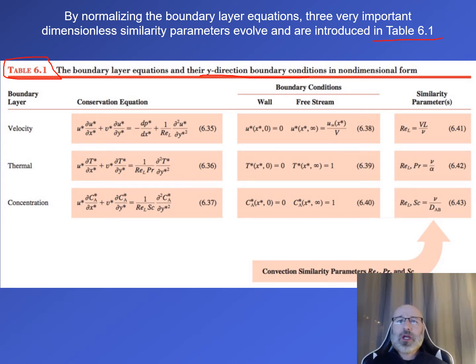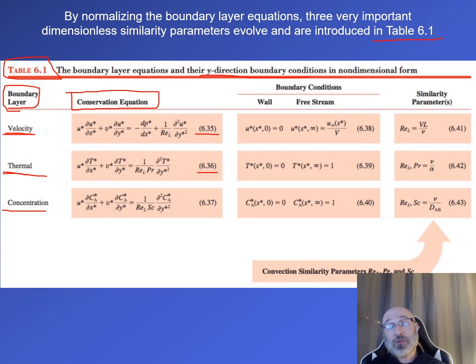If we take a look at this table, what do we have here? Over on the left, we have our boundary layers. We have three different types: velocity, thermal, and concentration. Along with this, we have our conservation equation. For velocity, our conservation equation is given by this relationship in 6.35. For thermal, it is given by 6.36. These are the two equations we just looked at in the previous slide. And for concentration, our conservation equation is given by 6.37.